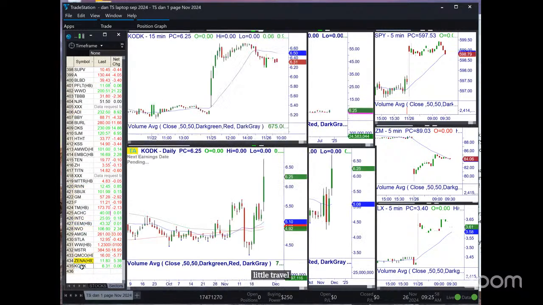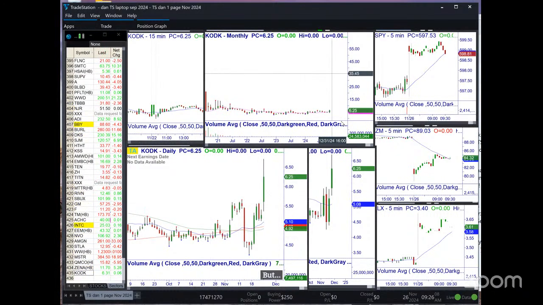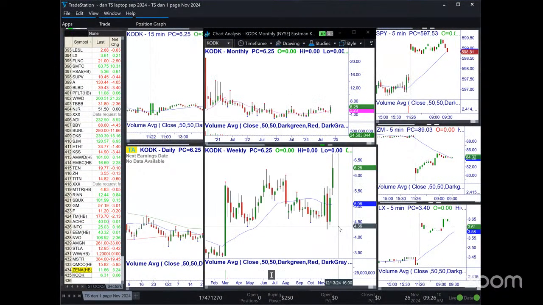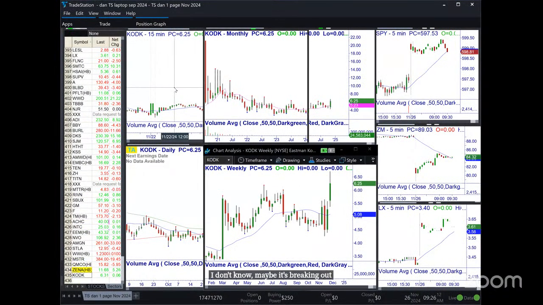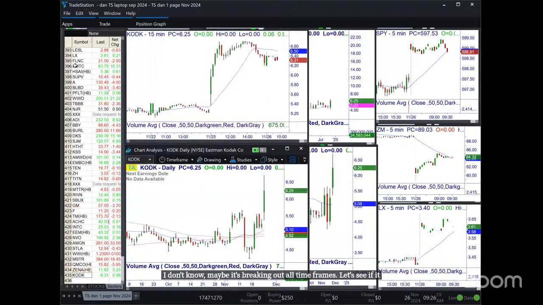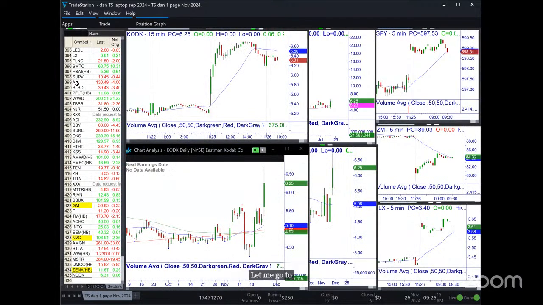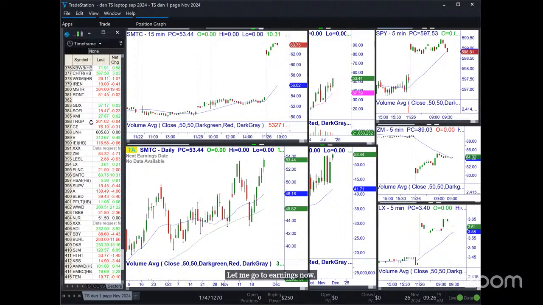Kodak, I just saw going by the ticker. This is a crazy downside shakeout. But I don't know, maybe it's breaking out on all time frames. Let's see if it can settle down. Let me go to earnings now. We don't have too many of them.